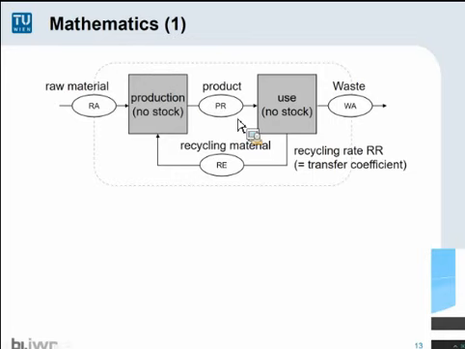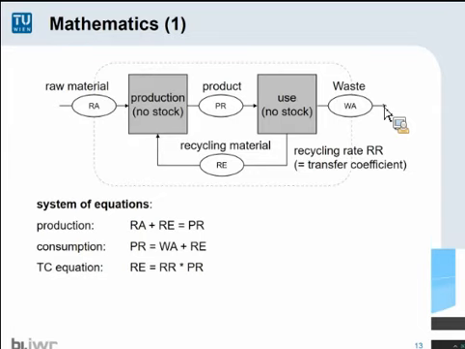So we have here a small model with two processes. Here's one flow called raw materials going in. And then we have something here like a recycling flow. These two flows are combined into a product. This product is used, and a certain amount of this product is going back as recycling material. It is defined by this transfer coefficient, and the rest of the material that is not reused is disposed of as waste. So now how to describe this model in a mathematical way?